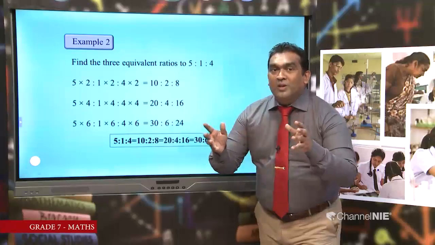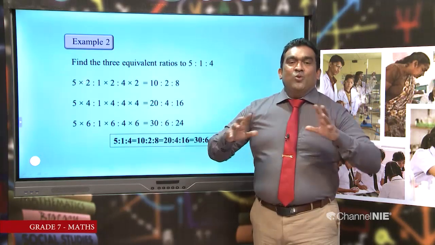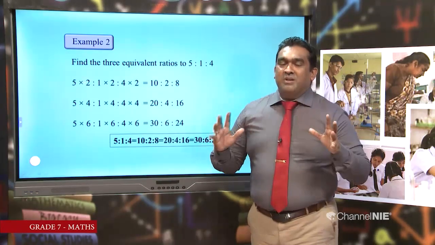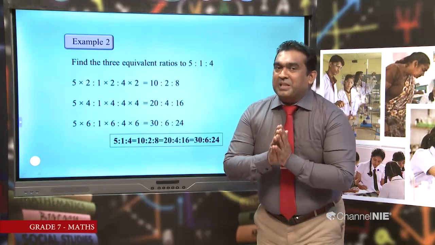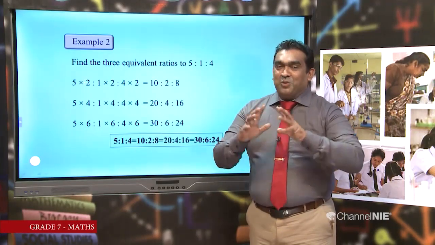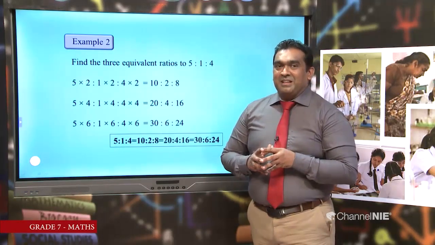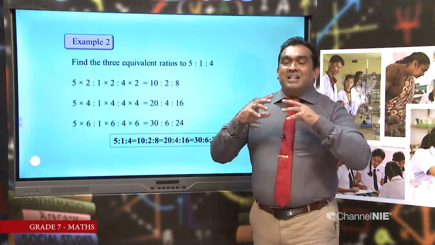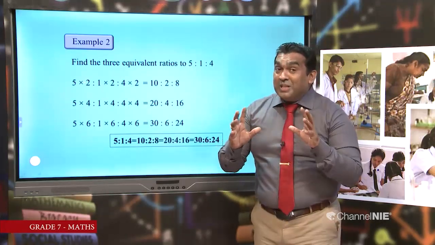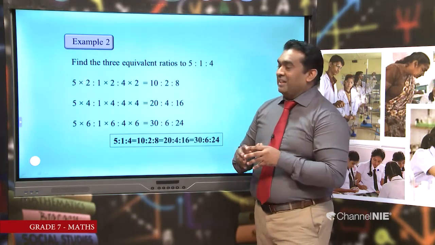There is no order or pattern when multiplying. You can select any number in the set of positive numbers. Actually, positive numbers here means positive integers, right? In your upper level classes, you will understand what positive integers are. Okay, we'll see it.